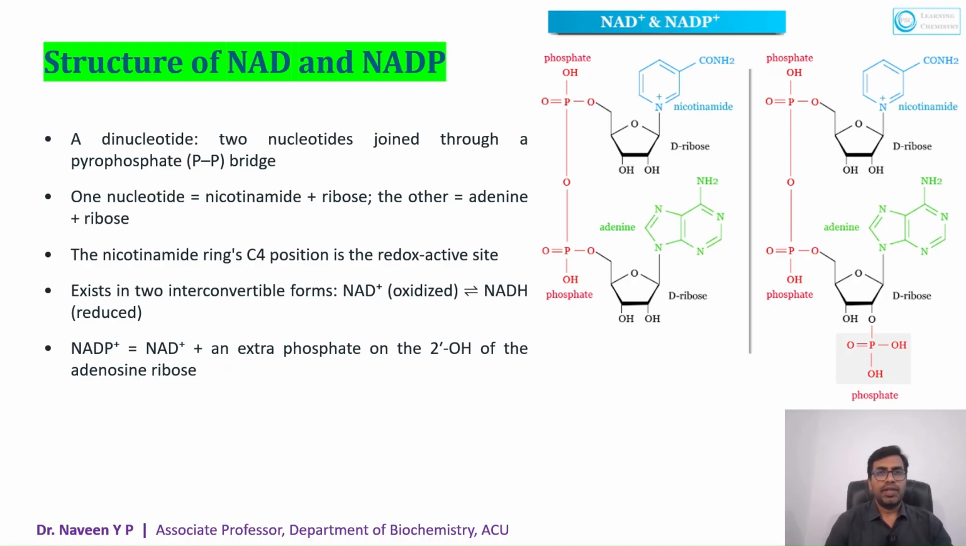This is the structure of NAD. We can see that this is a dinucleotide because it is made up of two nucleotides. These two nucleotides are joined by a phosphate bond here, and one nucleotide is the adenine nucleotide, where the nitrogen base is adenine, and the other nucleotide is nicotinamide. These are called nucleotides because they have a nitrogen base, they have ribose, and then they have a phosphate group.